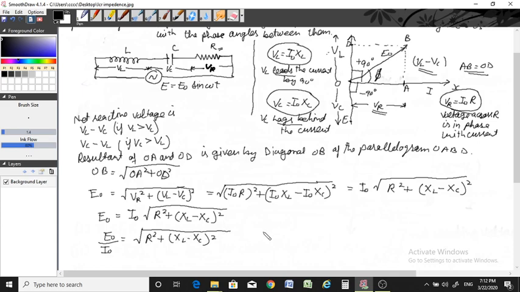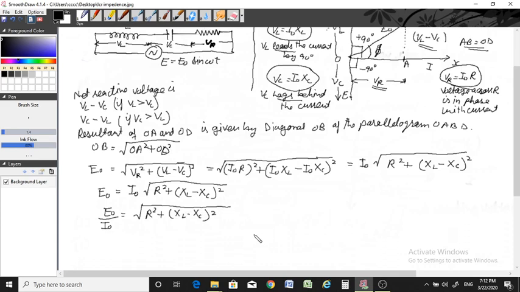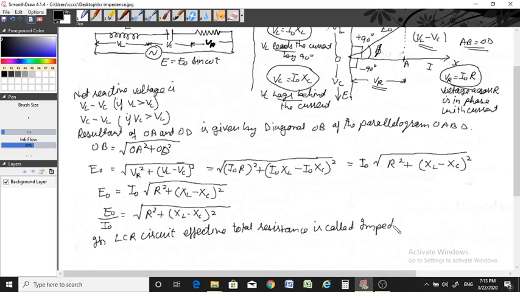But in an LCR circuit, the effective total resistance is called impedance, denoted by Z.